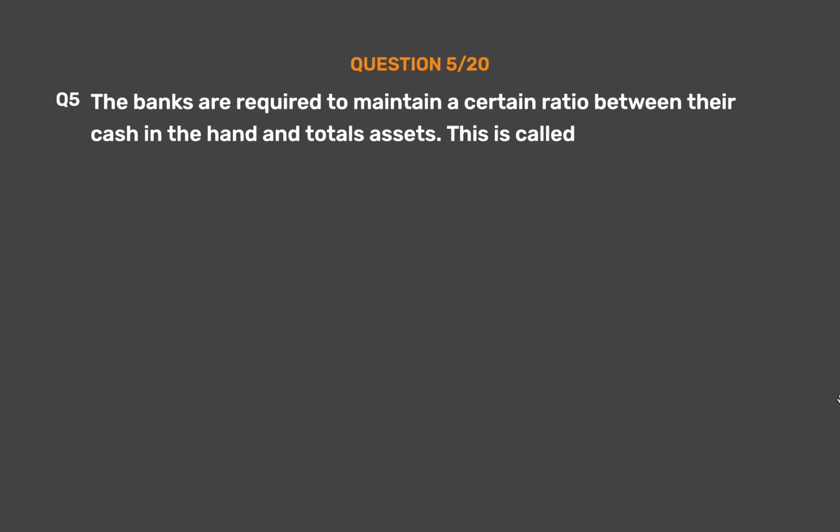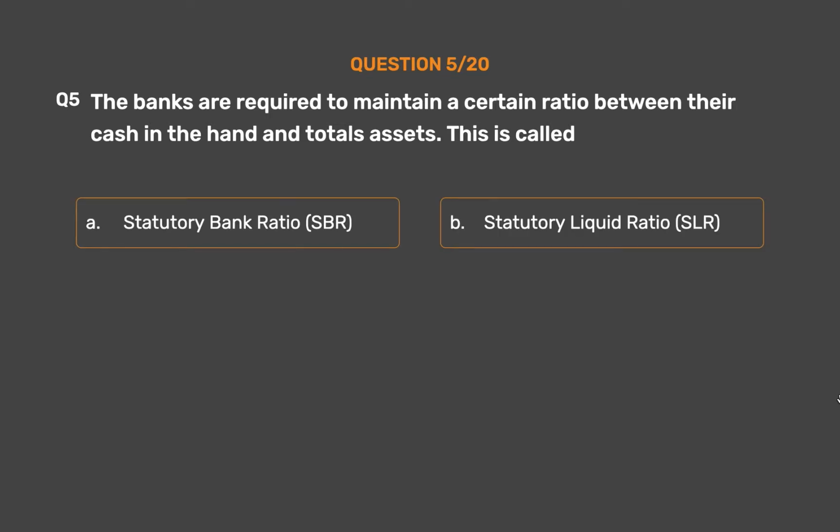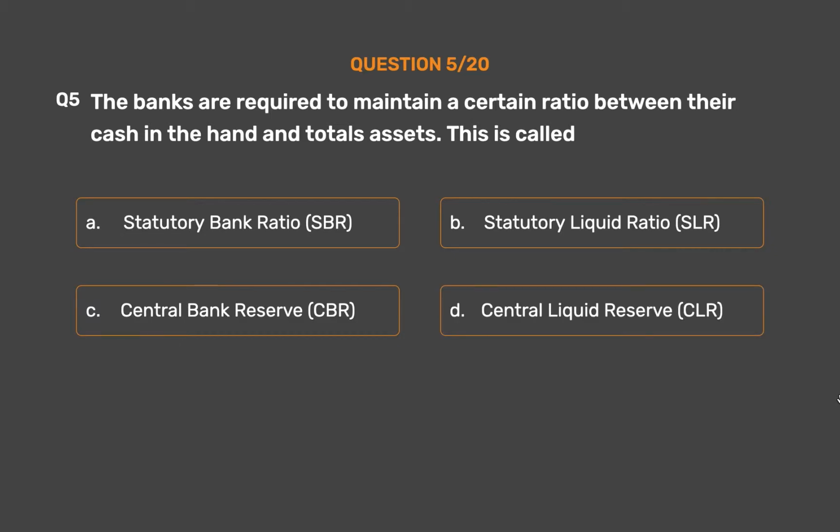Question number 5. The banks are required to maintain a certain ratio between their cash in the hand and total assets. This is called Option A. Statutory bank ratio, SBR. Option B. Statutory liquid ratio, SLR. Option C. Central bank reserve, CBR. Option D. Central liquid reserve, CLR. The correct answer is Option B.